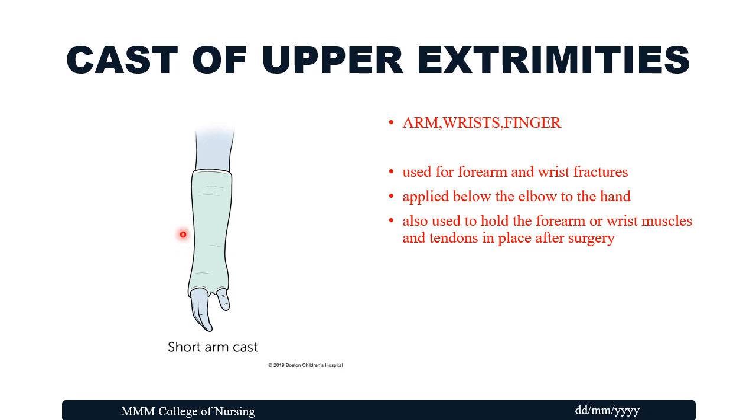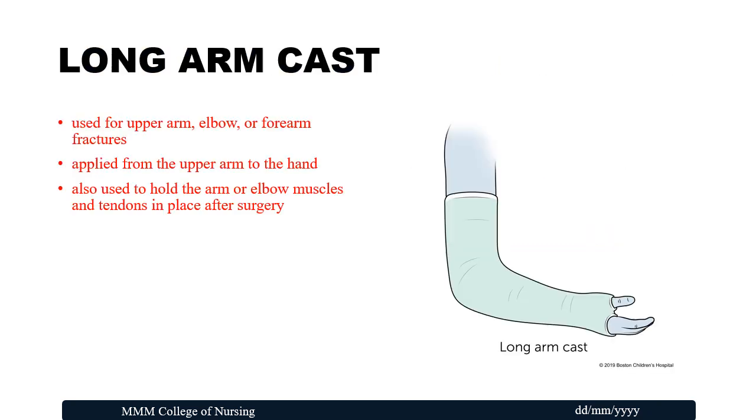Next, casts of the upper extremities, especially for your arms, wrists and fingers. How is it used? It is used for forearm and wrist fractures. So here is the forearm. This is the short arm cast. It is applied below the elbow, as you see here, till the fingers. It is also used to hold the forearm or wrist muscles and tendons in place after surgery. So this is the short arm cast.